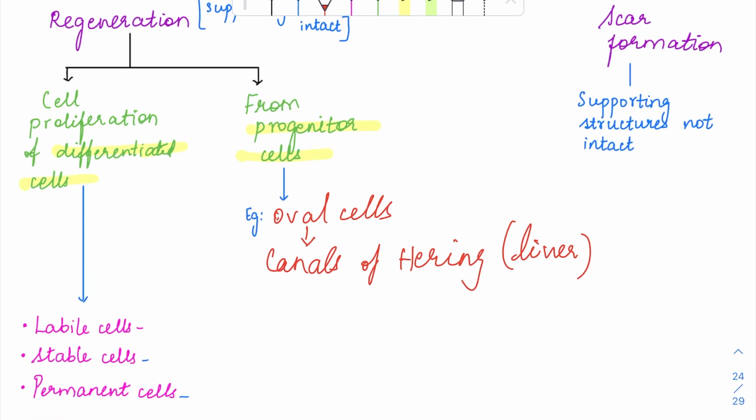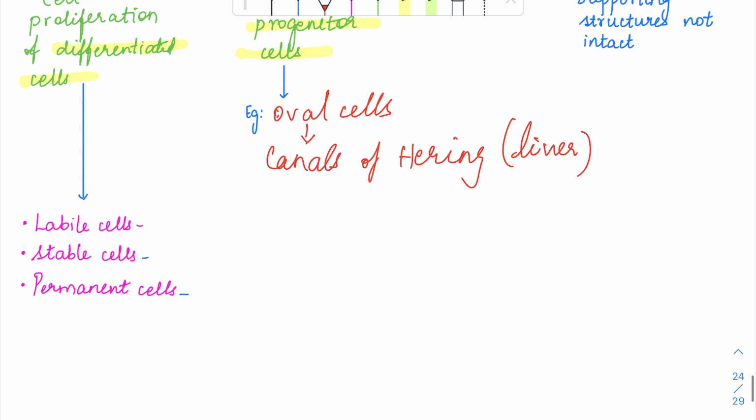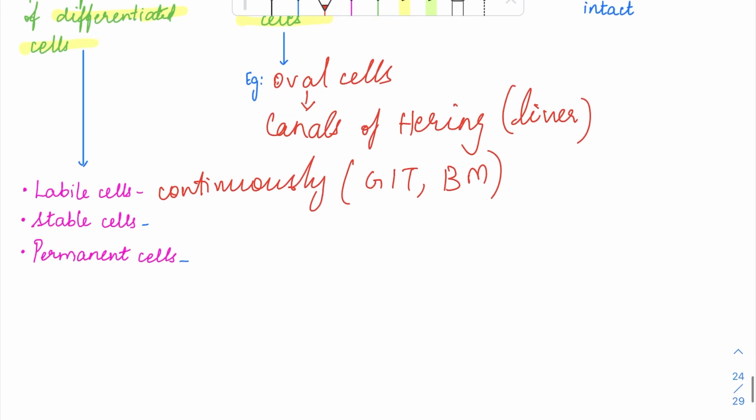Regeneration can also happen from the differentiated cells. You will have to know about the types of cells: labile cells, stable cells and permanent cells. Labile cells are the ones which are continuously dividing. Examples of this will be the gastrointestinal tract, bone marrow, the mucosal areas, and even the urogenital tract. Here the cells are continuously shed and regenerated, so for that the cells have to divide. These are examples of labile cells.